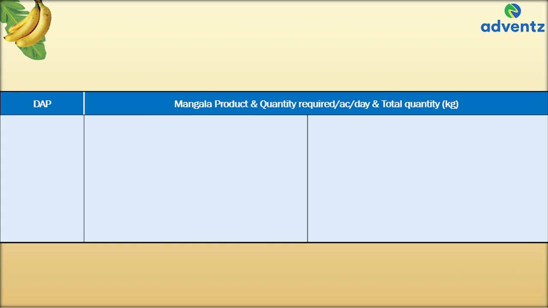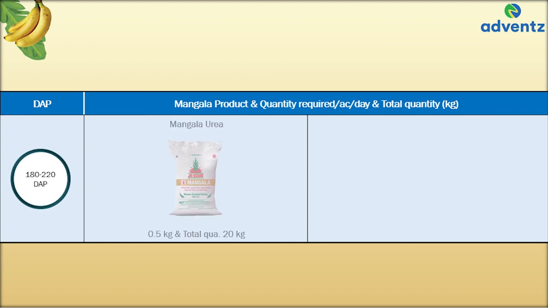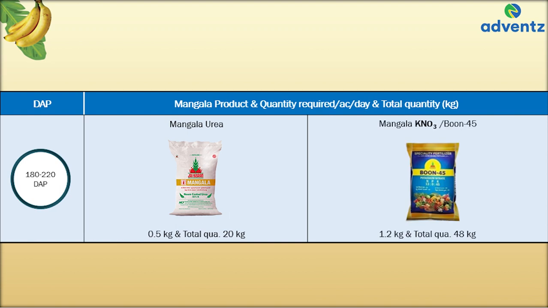The fourth schedule is planned at 180 to 220 days after planting. Fertigation should be done with Mangala Urea, which is applied at the rate of 0.5 kgs per acre per day, with the total quantity being 20 kgs for 40 days, and Mangala KNO3 or Boon 45 at the rate of 1.2 kgs per acre per day, with the total of 48 kgs for the entire 40 days.